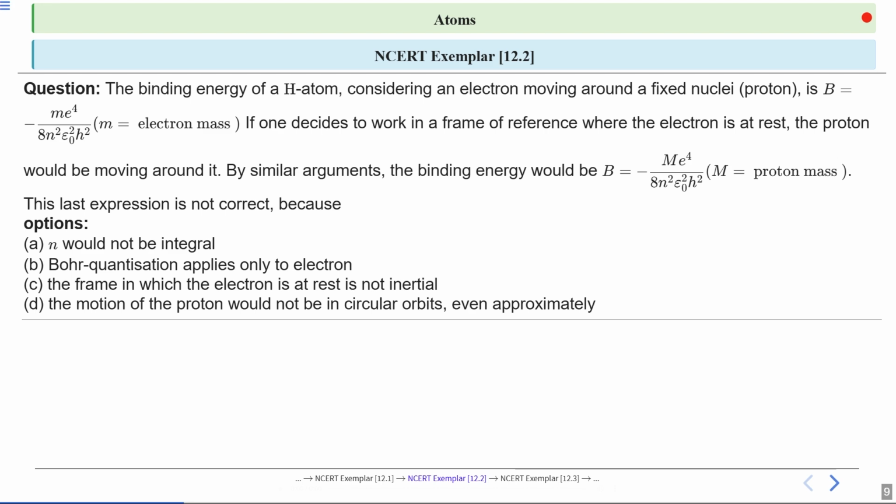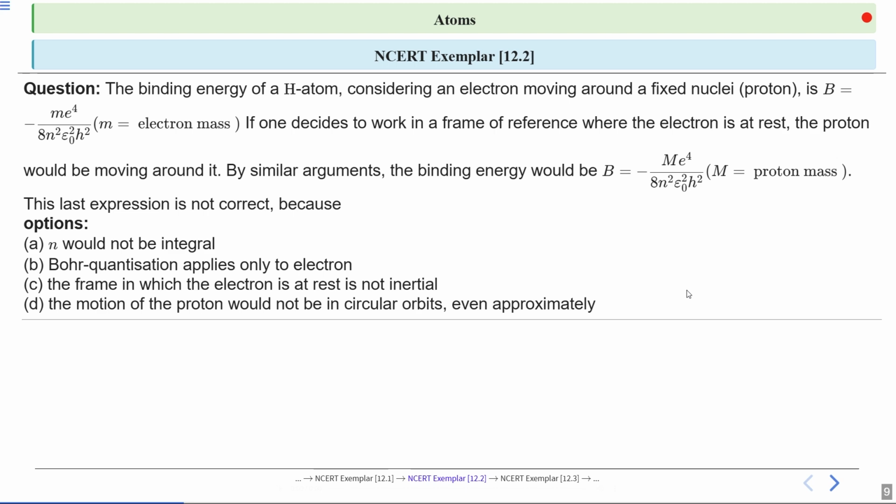Notice how the formula shows that binding energy depends on the mass of the orbiting particle, here the electron, and it gets more negative for lower n values. The question asks what happens if we switch to a frame where the electron is at rest and the proton moves around it, and whether we can just replace m with capital M, that is the proton mass, in the formula. Four options are given and you have to choose the correct one.